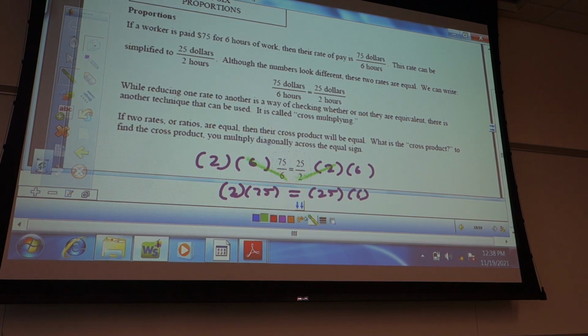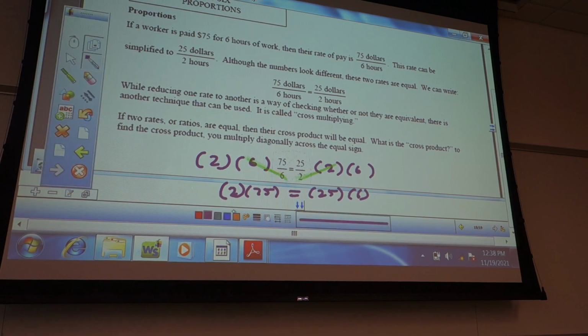So then are those the same? 2 times 75 is 150. 25 times 6 is also 150, so they're equal. So yes, they are the same.